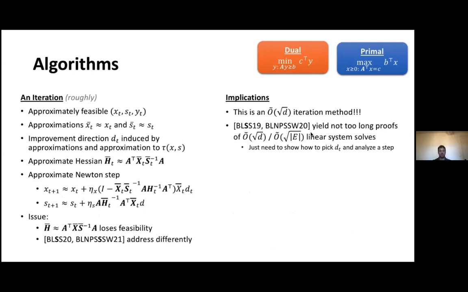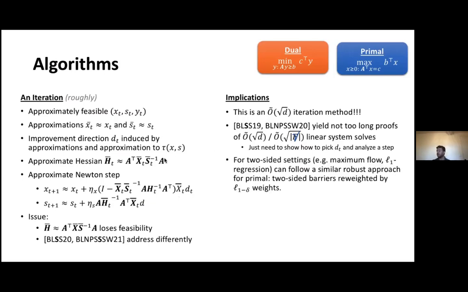I also want to note that the proofs then that this is a root d iteration method, sorry, this should be V, are actually not that long. All you need to do is show how to pick D and then just analyze the steps. So it gives a not too long proof of these number of iterations, like an M root n min cost transshipment algorithm. Gives a not too long proof and a not too long algorithm, just using linear system solvers and computing the leverage scores approximately as you need them.